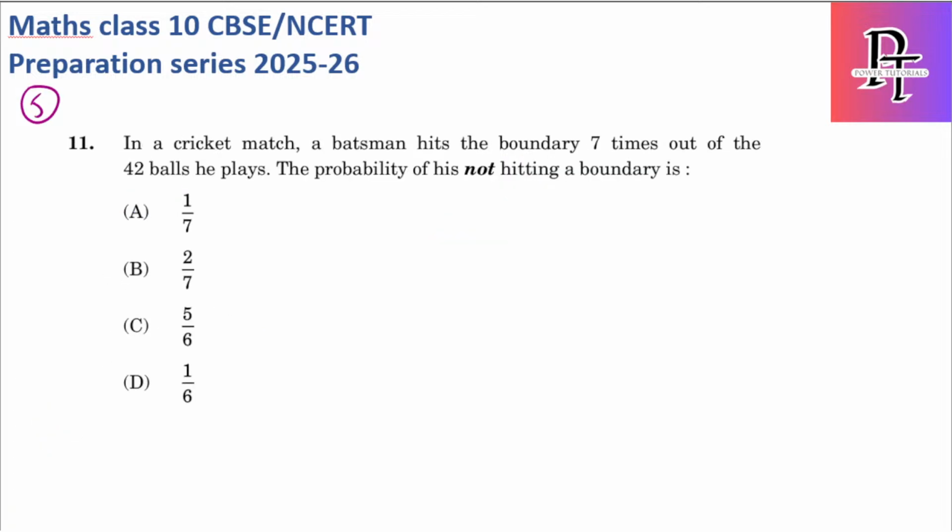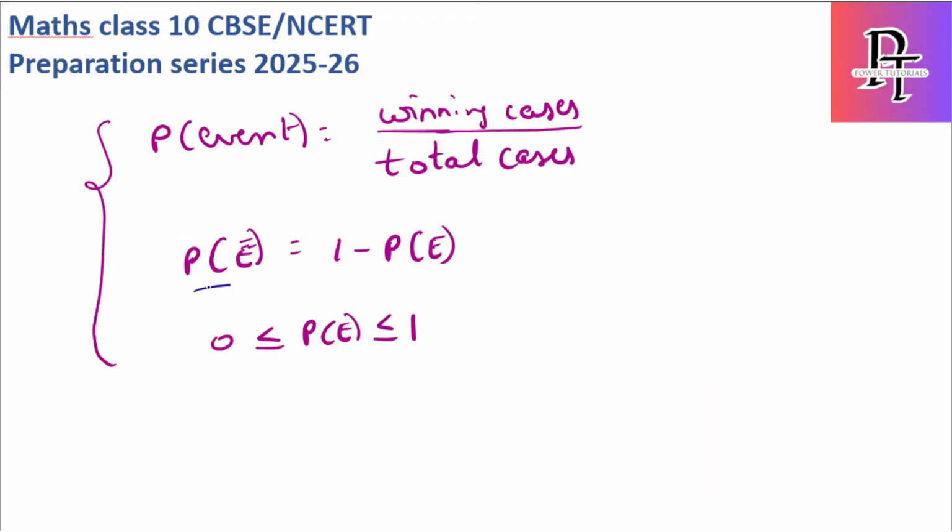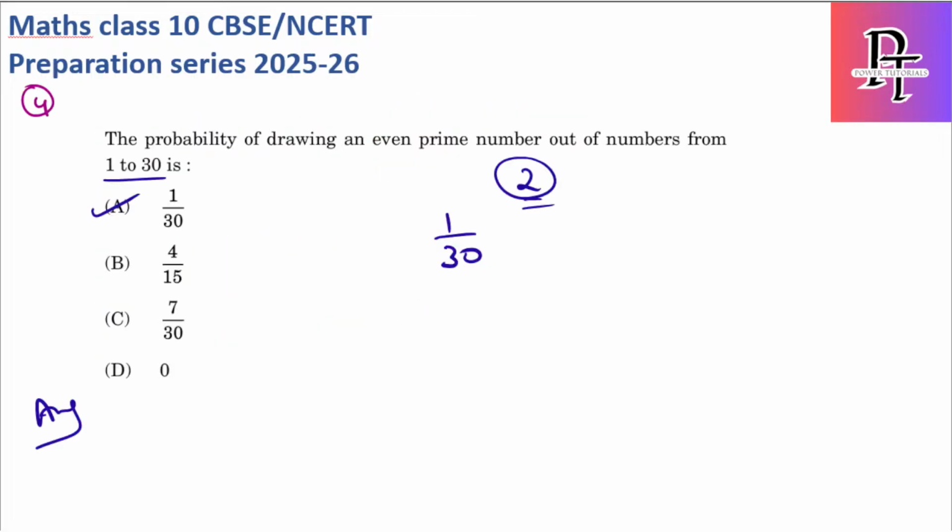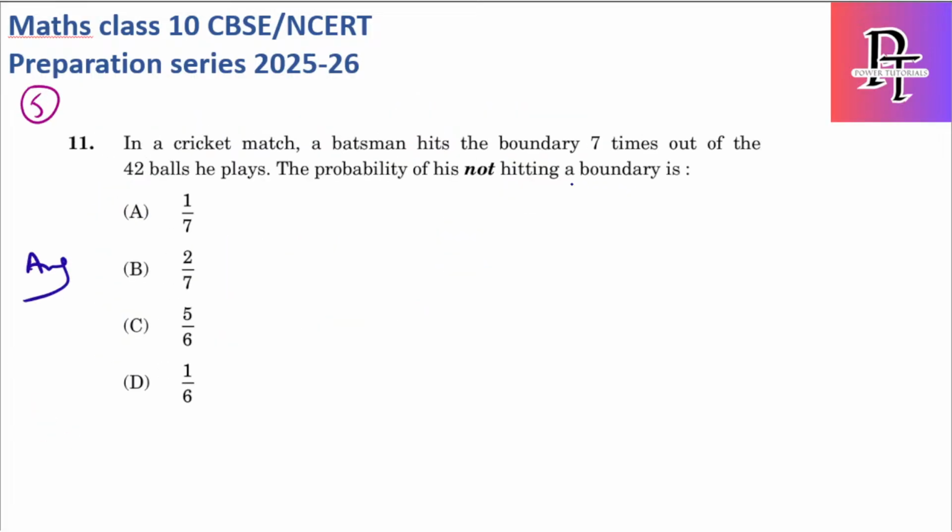Okay, let's go to the fifth question. In a cricket match, a batsman hits the boundary 7 times out of 42 balls he plays. The probability of not hitting a boundary. This question is related to the one I told you, the complementary event. The complementary event is 1 minus P of that event. Here they are asking not hitting a boundary, so 1 minus P of hitting a boundary.